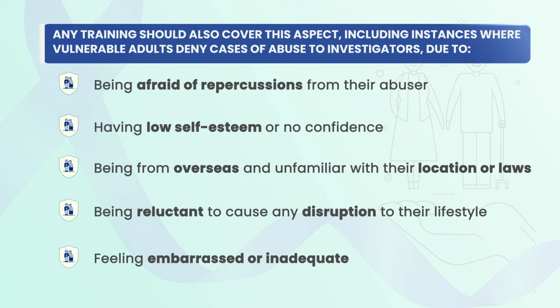feeling embarrassed or inadequate. That completes this first lesson, where we have explained the definition of vulnerable adults, circumstances in which they can be put at risk, and the importance of training in safeguarding methods. In the next lesson, we will focus on the existing UK laws and legislation regarding safeguarding adults. So stay with us and we'll see you soon.